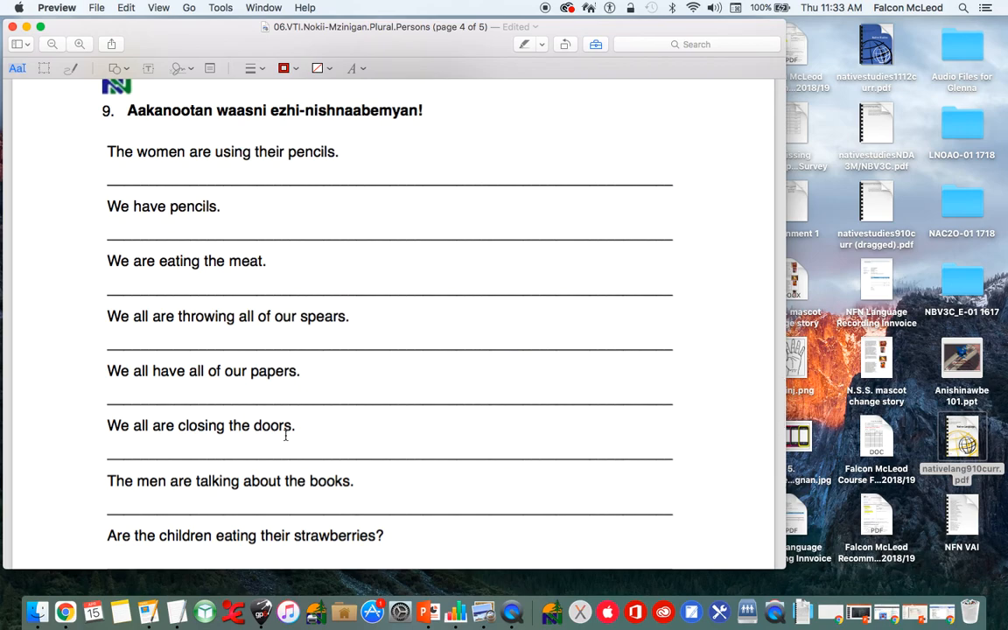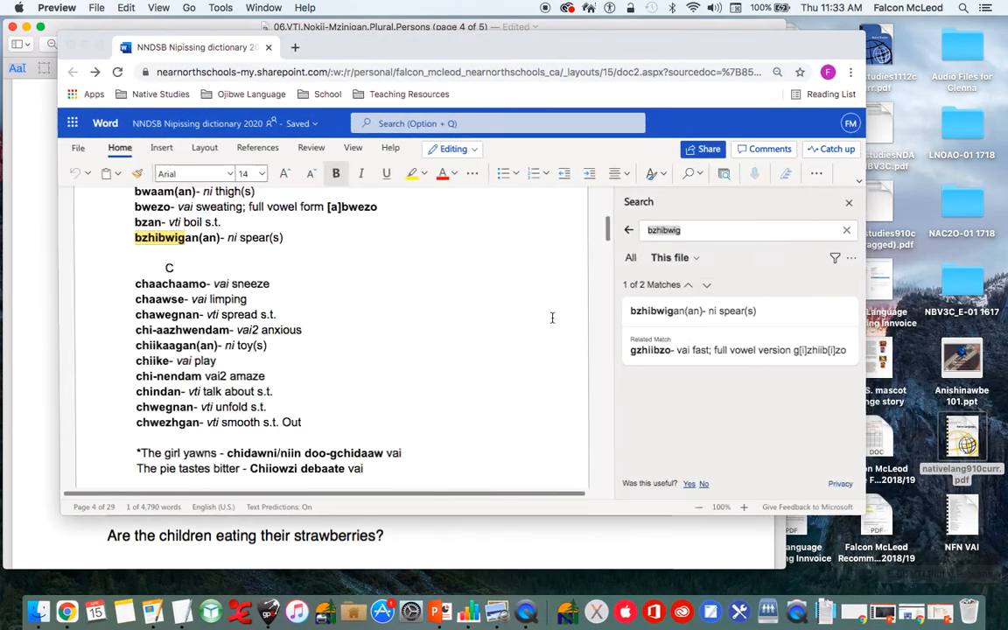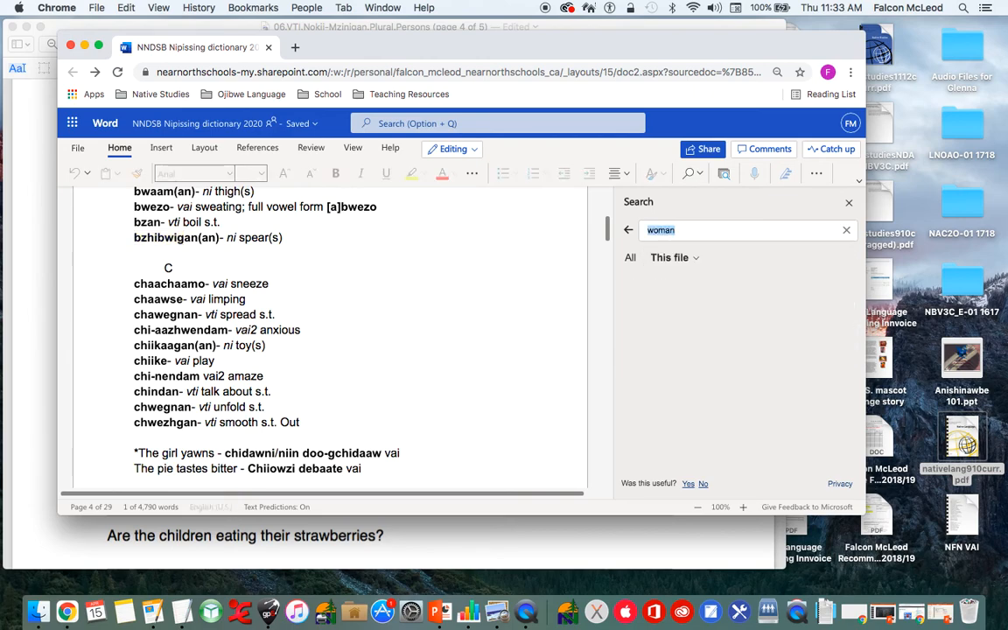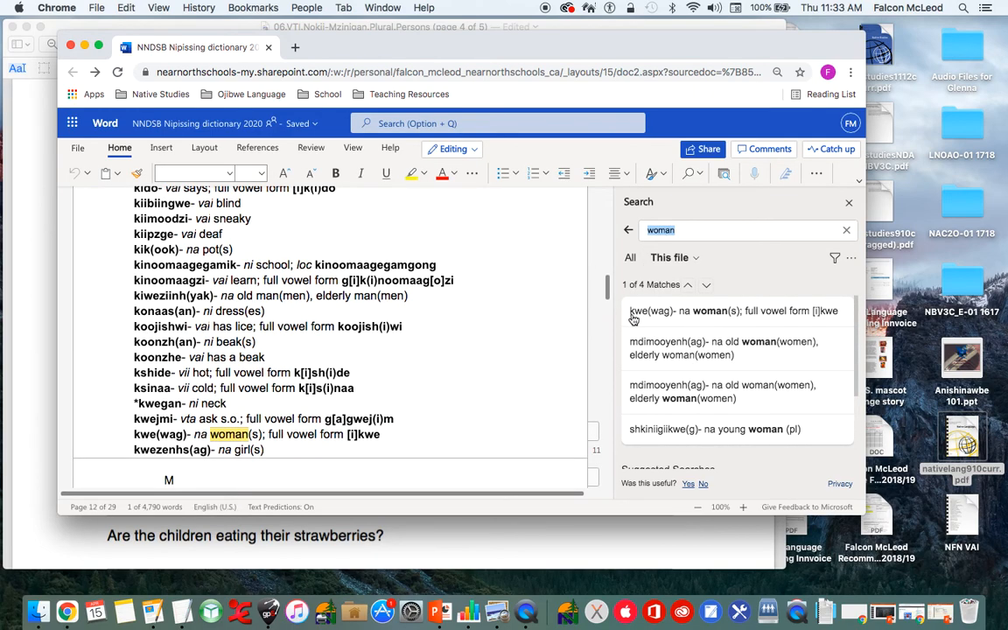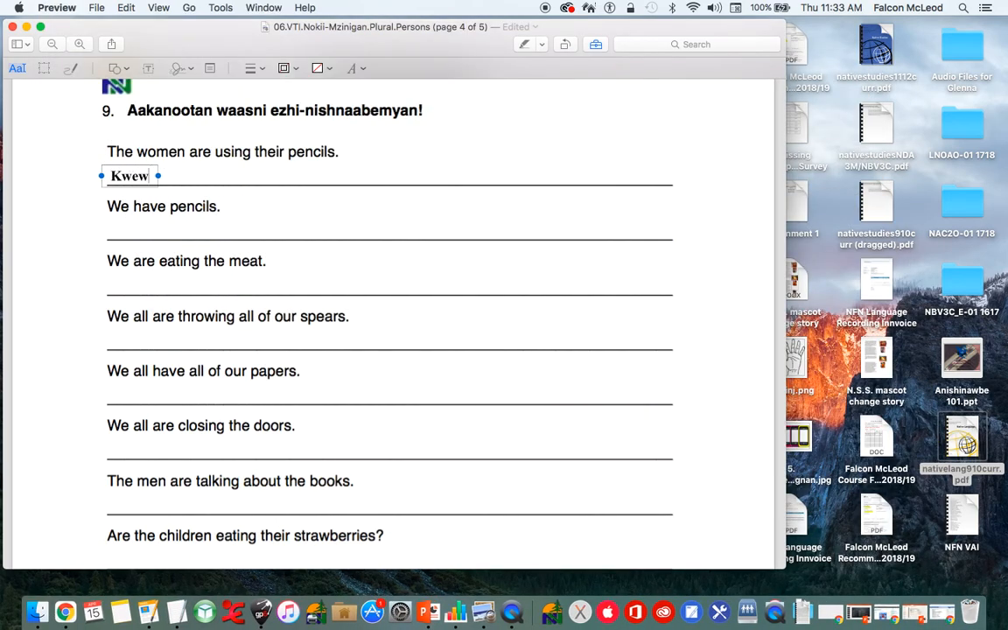Next part, translating these into Ojibwe. So the women are using their pencils. So we have the women, which is kwe, that's woman. But if we pluralize it, let me get up in the dictionary here. Woman, plural is kwe, but pluralized with wug at the end. Kwe wug.